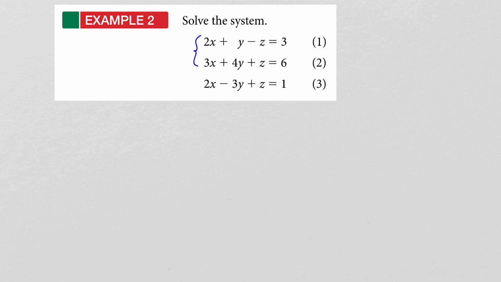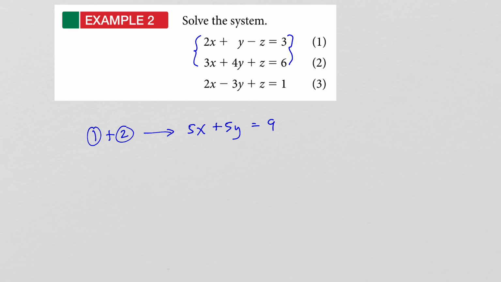So if we simply add these two equations together, so equation 1 plus equation 2, let's write down the result. 2x plus 3x is 5x. y plus 4y is 5y. Negative z and positive z cancel out. And 3 plus 6 is 9.